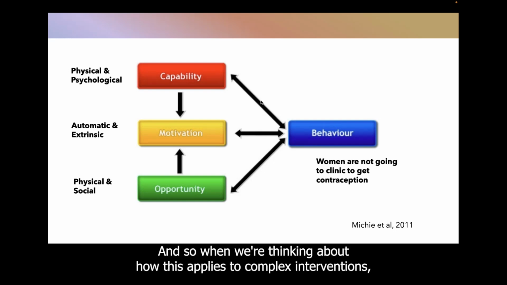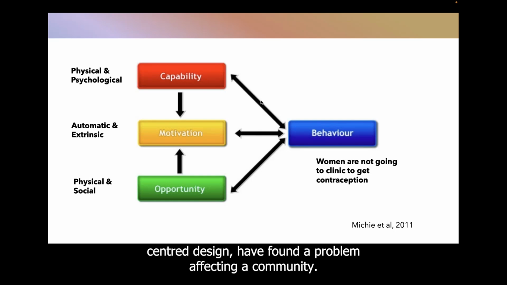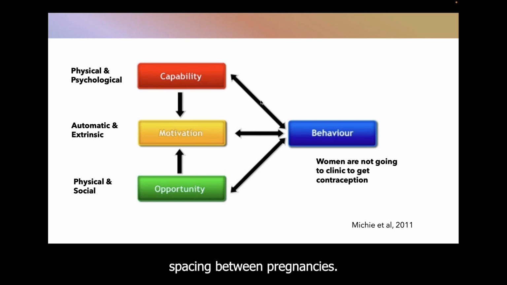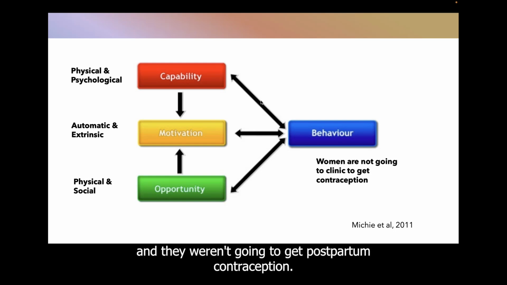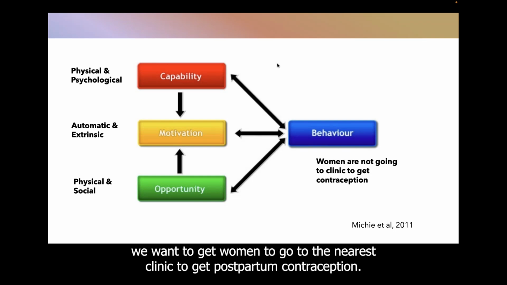And so when we're thinking about how this applies to complex interventions, we might, during our contextual work and ideation phase of human-centred design, have found a problem affecting a community. I'm going to give an example of a village in rural India where one of the problems identified was inadequate spacing between pregnancies. Women were getting quite unwell in between pregnancies, and they weren't going to get postpartum contraception. So the behaviour change that we might want to achieve in this scenario is that we want to get women to go to the nearest clinic to get postpartum contraception.